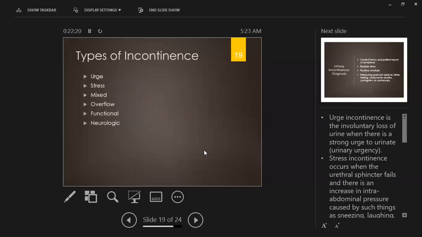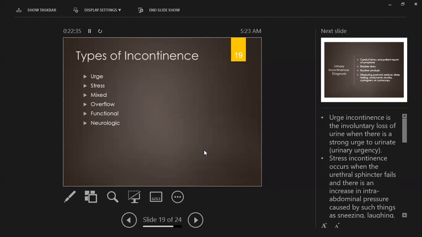There are many different types of incontinence. Urge incontinence is that involuntary loss of urine where there's a strong urge to urinate right now, right now, right now. And this results in leakage.